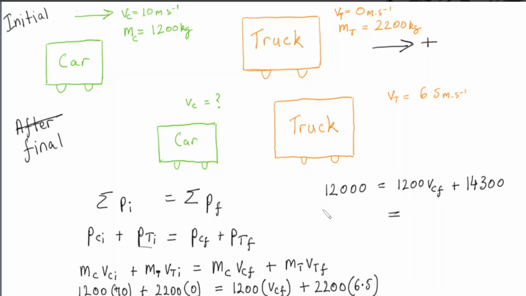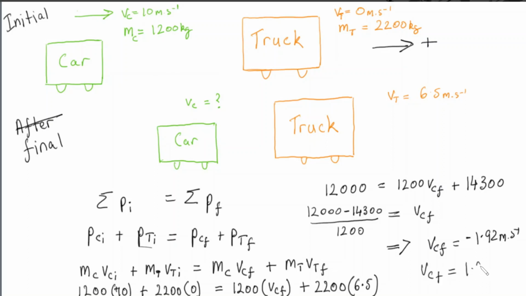So let's go ahead and solve this for VCF. We've got 12,000 minus 14,300 divided by 1,200 to give us VCF, and VCF will therefore equal negative 1.92 meters per second. And this negative just signifies that the car would initially travel in the right direction and rebound off the truck and go the other way in the left direction. So our VCF is just 1.92 meters per second, where this negative specifies our direction, which is left.